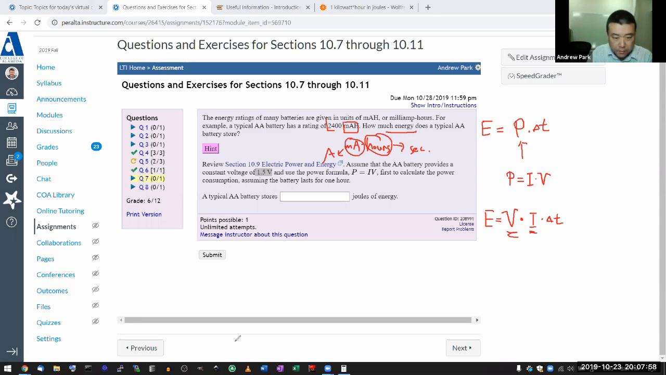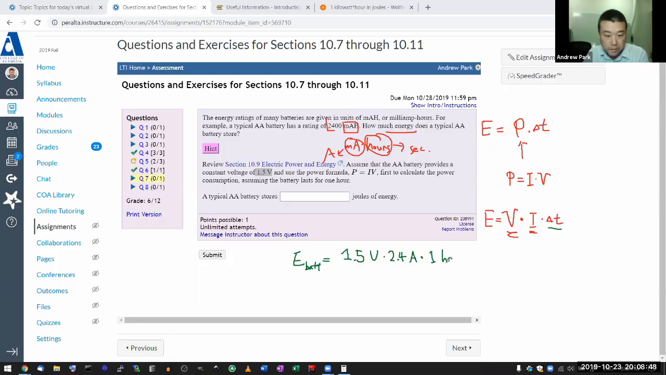The amount of energy stored in the battery is going to be equal to the voltage, 1.5 volts, times the current. I'm just going to say it's providing a current of 2400 milliamps, or let me make it a little easier for myself, that's 2.4 amperes, times the duration of time. For this milliamp hours, if I'm getting 2.4 amperes, then it will last exactly 1 hour.